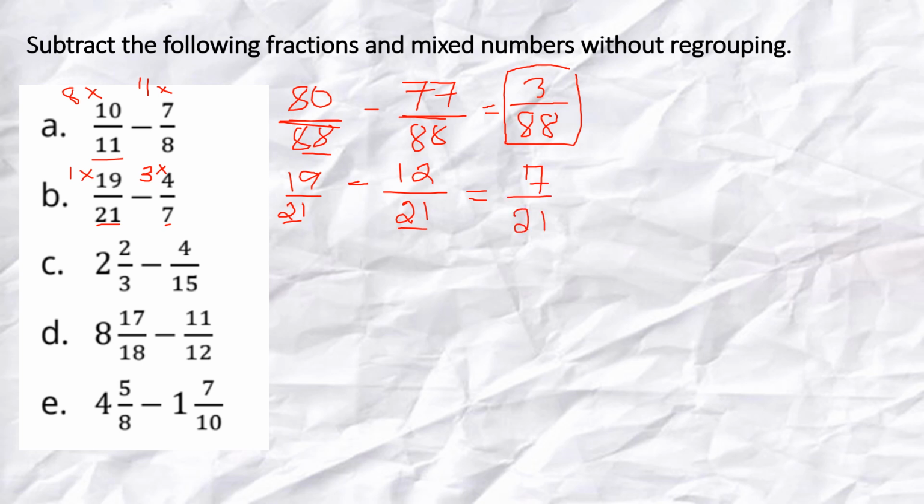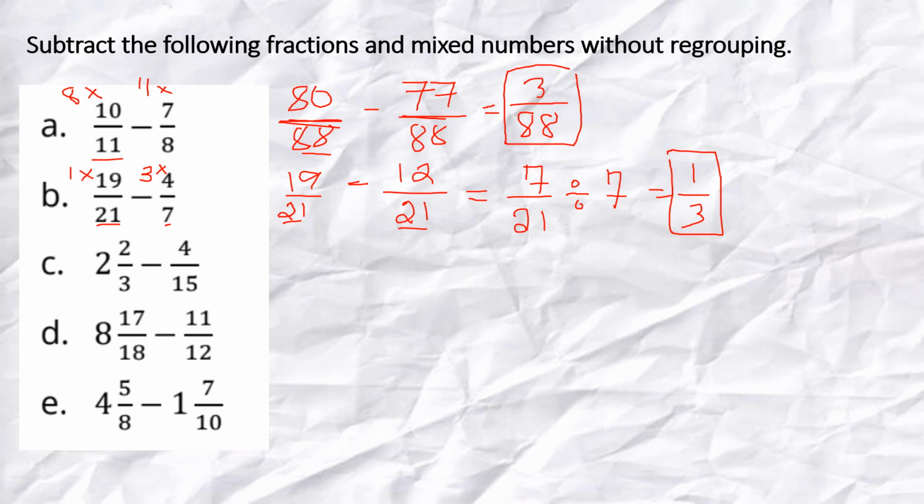We can still simplify this by dividing these two numbers by their GCF, or greatest common factor, that is 7. 7 divided by 7 is 1. 21 divided by 7 is 3. Therefore, the final answer for letter B is 1 over 3.